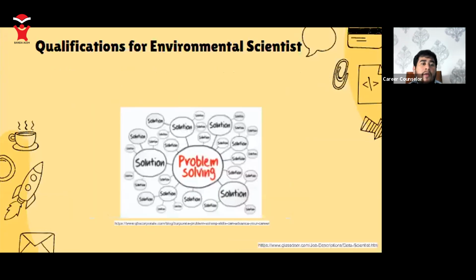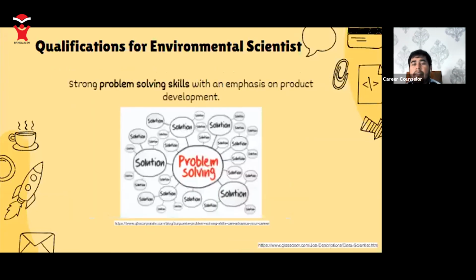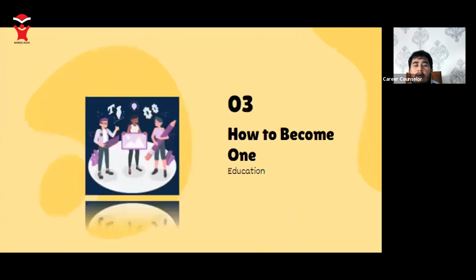And then the next is problem solving. Yes, it is like I told you before, critical thinking. So it's related with strong problem solving skills. And then after that, let's continue to the next outline.